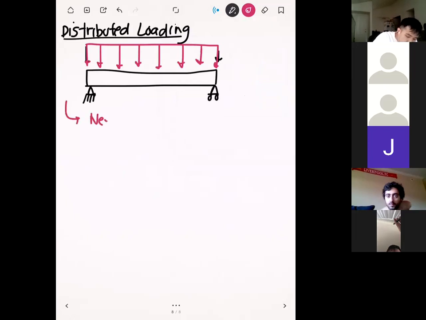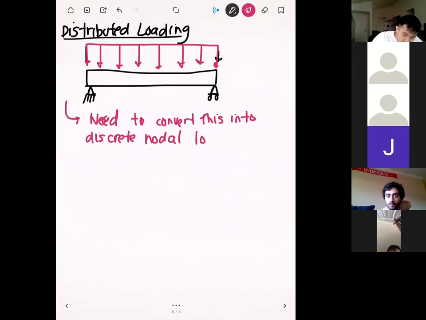And so in order to work with these and be able to solve finite element problems with these distributed forces, at least with the direct stiffness method, what we need to do is convert these distributed loads into discrete nodal loads. Because once we have them converted into discrete nodal loads, we can just treat them exactly the same as what we did before and just do our regular process.